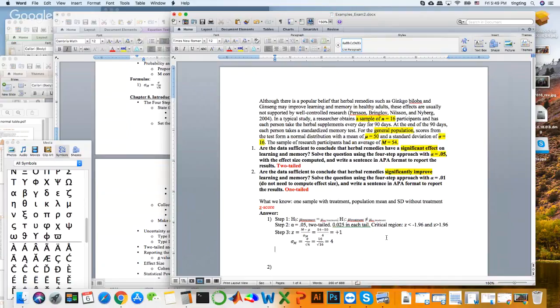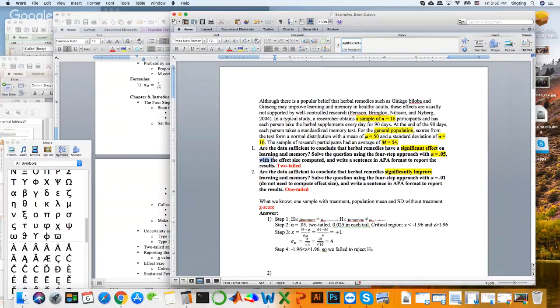And we finish step 3, and then we start step 4, which is to make the decision. Because z equals positive 1, that means z is between these two boundaries, so it's not located in the critical region. So we fail to reject H0, which means we don't have a significant treatment effect. And that's it. We finished the 4-step approach.